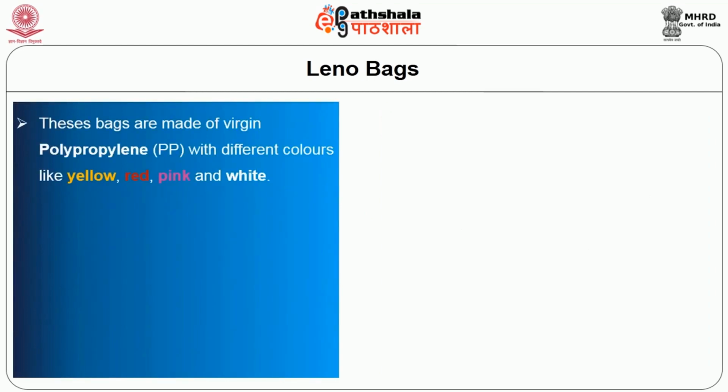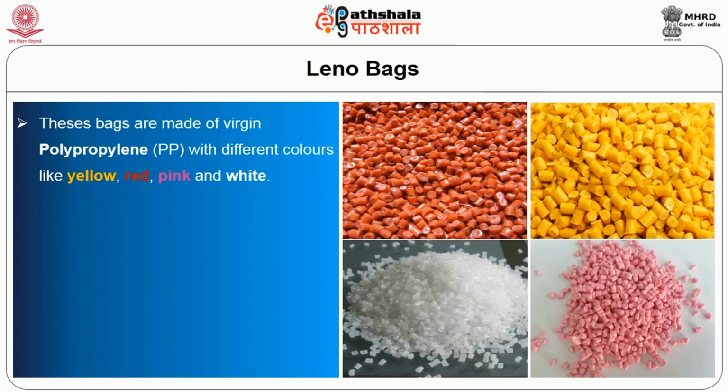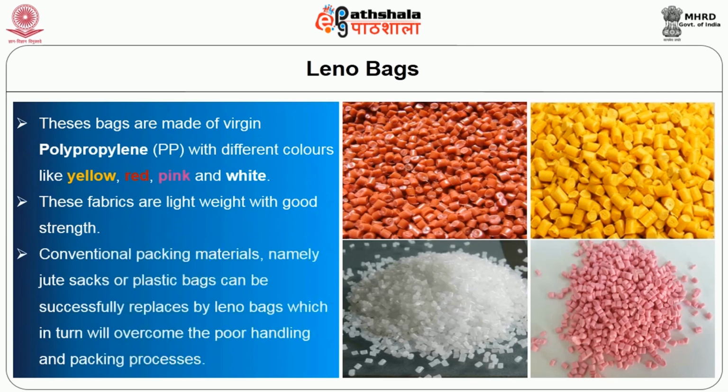These bags are made of virgin polypropylene in different colors like yellow, red, pink and white. These fabrics are lightweight with good strength. Conventional packing material, namely jute sacks or plastic bags, can be successfully replaced with this. In turn, it will overcome the poor handling and packing process.